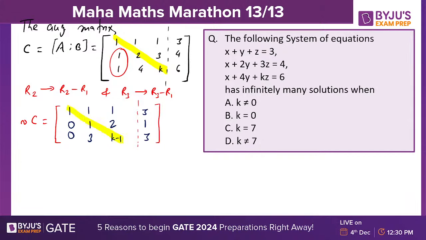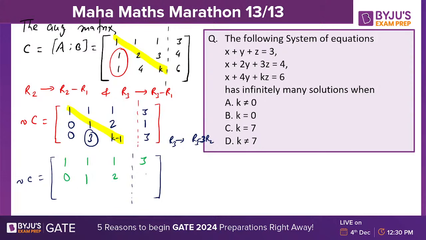Again mark the principal diagonal. Now I want this position 0. This is R3. R3 tending to R3 minus 3 R2. R1 no change, R2 no change, R3 changes.